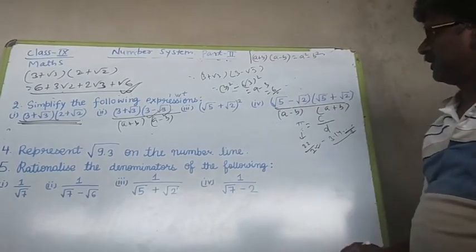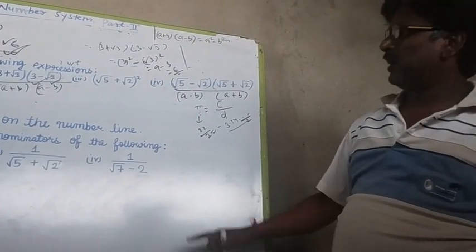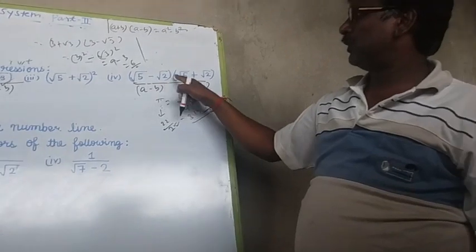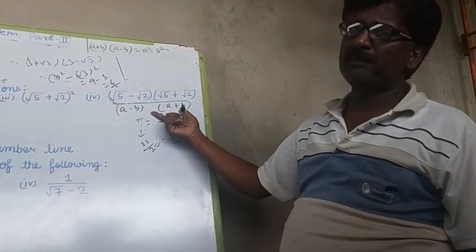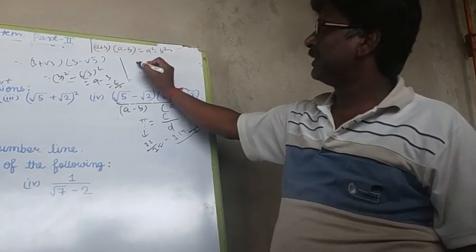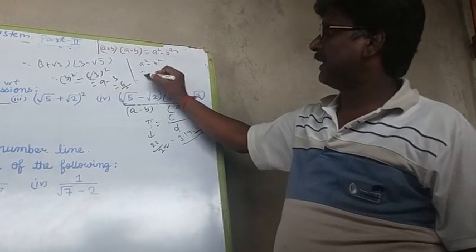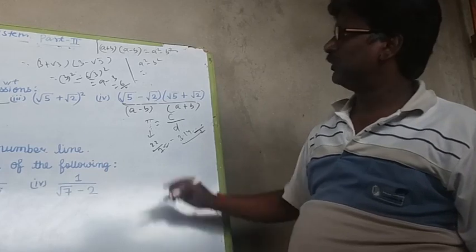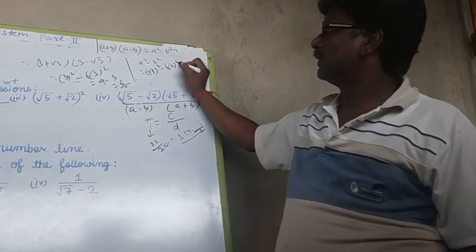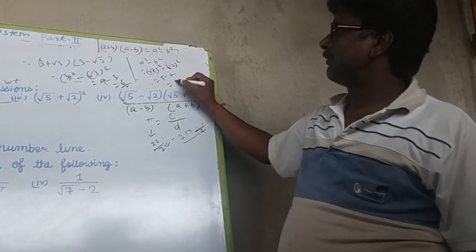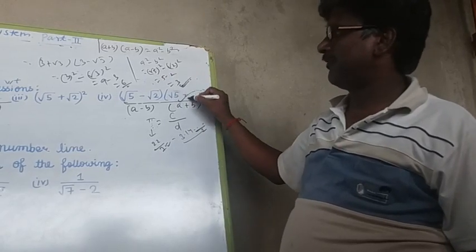Now see this. Similarly, these questions can be solved. Under root 5 minus under root 2, under root 5 plus under root 2. So once again it is given in the format a minus b into a plus b, and once again a square minus b square, where a is root 5 and b is root 2. So this can be written as the square of root 5 minus the square of root 2. This is 5 minus 2, which is equal to 3. So 3 is the simplified form of this.